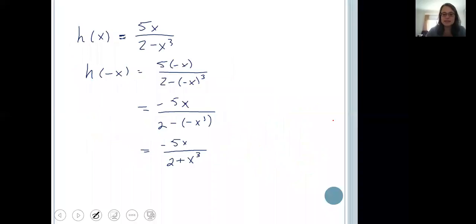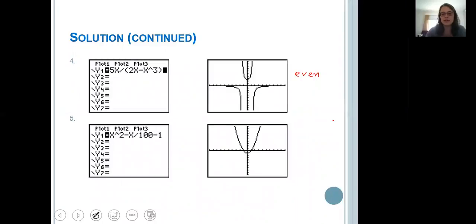But this is a good example of when your graph is misleading, because the graph looks like it might be even, but when you check it algebraically, it's not. So you actually have to do the check. All right.